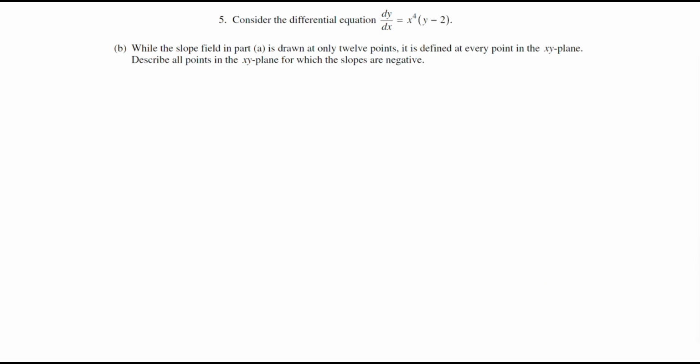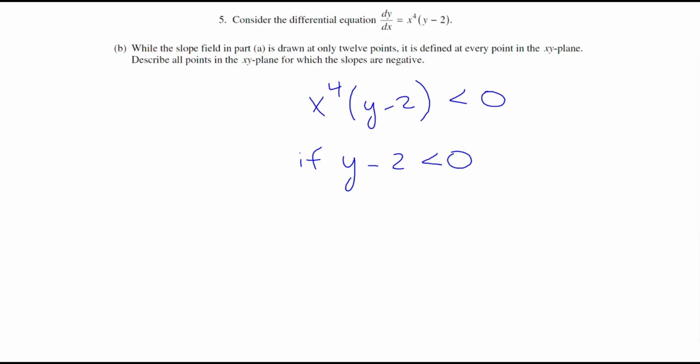In part B, it says, we drew that slope field at 12 points, but it's defined for every point in the xy plane. Describe all points in the xy plane for which these slopes are negative. Well, when can x to the 4th times y minus 2 be less than 0? It's only going to be less than 0 if y minus 2 is less than 0, because x to the 4th is always either 0 or positive. And so y minus 2 is less than 0 if y is less than 2.